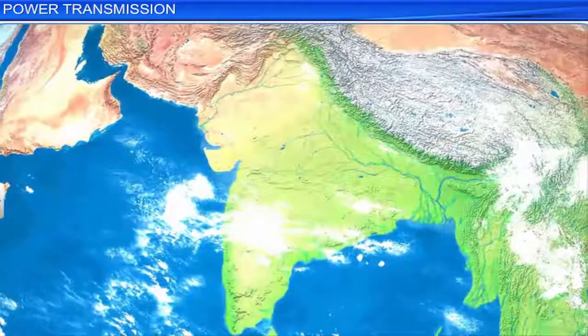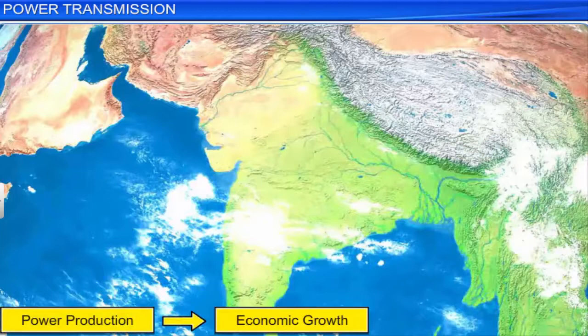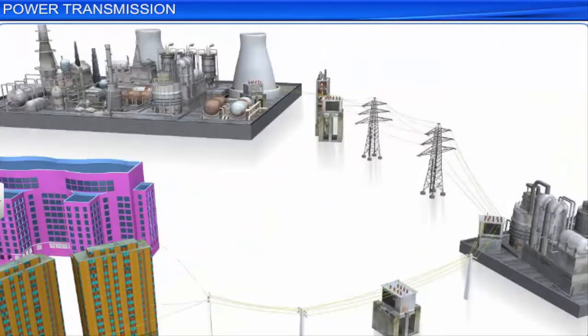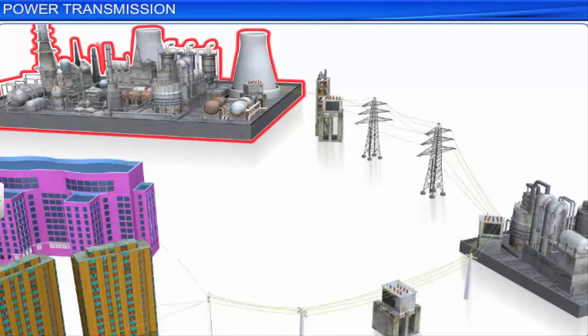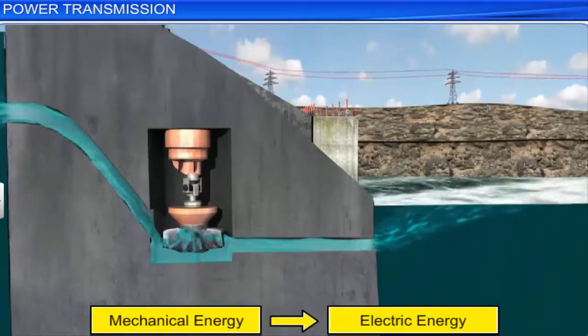In a country like ours, economic growth depends not only on the amount of power produced, but also on how efficiently it is transmitted. Let us now understand how power is transmitted from one place to another. Electricity is generated at thermal or hydroelectric power stations. In power stations, mechanical energy is converted into electrical energy using generators.